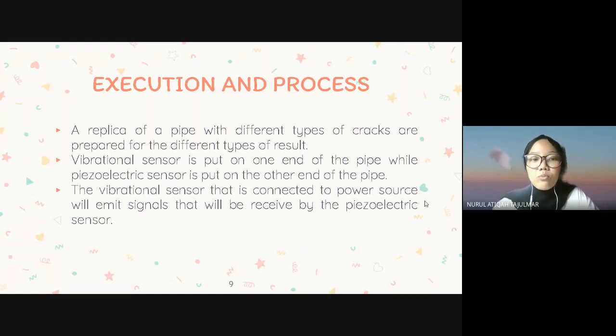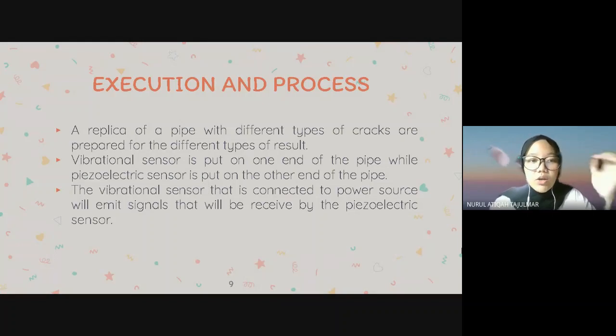There will be a few more than two kinds of pipes that we're going to use here. So first, the vibrational sensor is put on one end of the pipes, which is then connected to the power source. And another sensor, which is the piezoelectric sensor, will be put on the other side of the pipe. The piezoelectric sensor will be connected to an Arduino Uno, and the Arduino Uno is connected to the power source and also an SD card. So the way it works is that the vibrational sensor will emit signals that will then be received by the piezoelectric sensor, and the data on the signal will be processed in the Arduino Uno and then stored in the SD card.